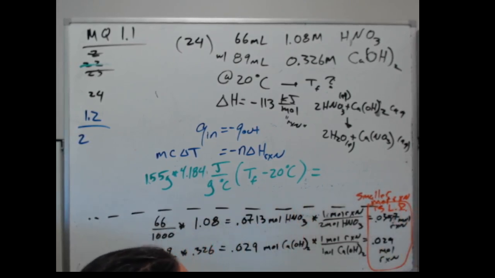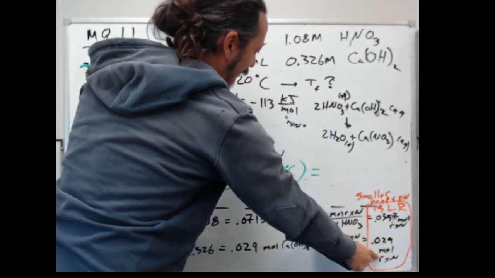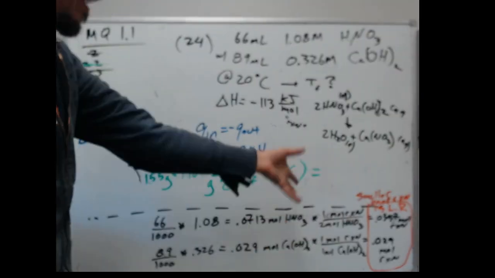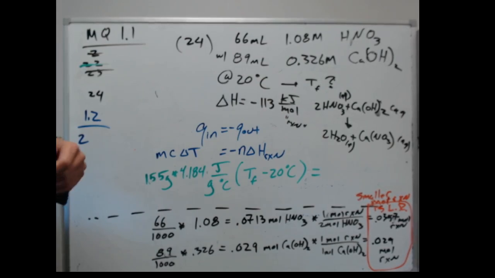Right, the smaller, that's probably terrible to read on the video, sorry, but what it says is smaller moles of reaction is the limiting reactant. So I can tell from this that my calcium hydroxide is the limiting reactant. The nice part about doing it this way is now, notice, my units here for my limiting reactant match my delta H already. So then I can just take that 0.029, multiply, and that should get me my correct delta H.